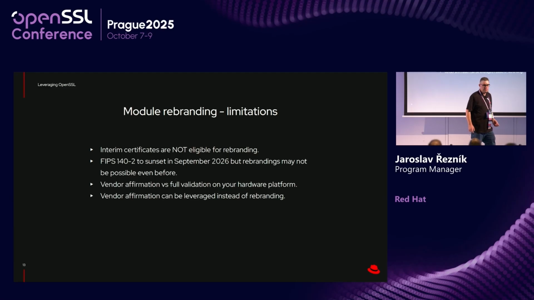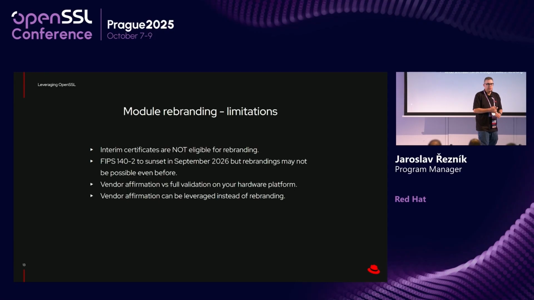So there are some limitations in rebranding. As I said, the queue is huge. So at some point, CMVP came up with the idea of so-called interim certificates. Interim certificates are not eligible for rebranding, unfortunately. There needs to be a so-called BR1 resubmission. With this, they should, I was told, prioritize the rebranded submissions, but you will get to the end of the queue. So that's the problem.